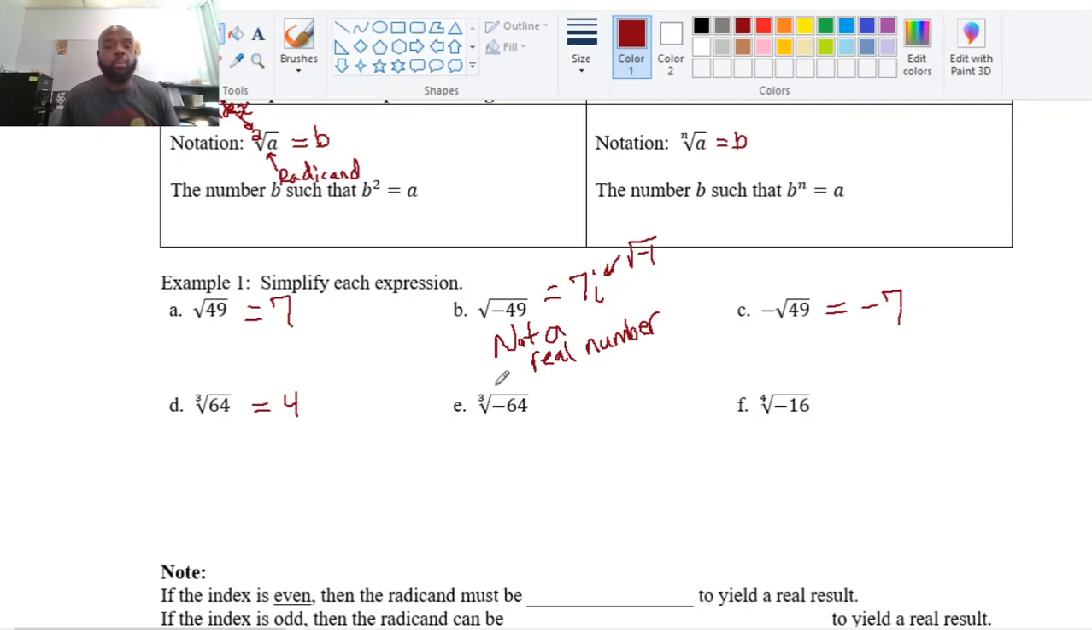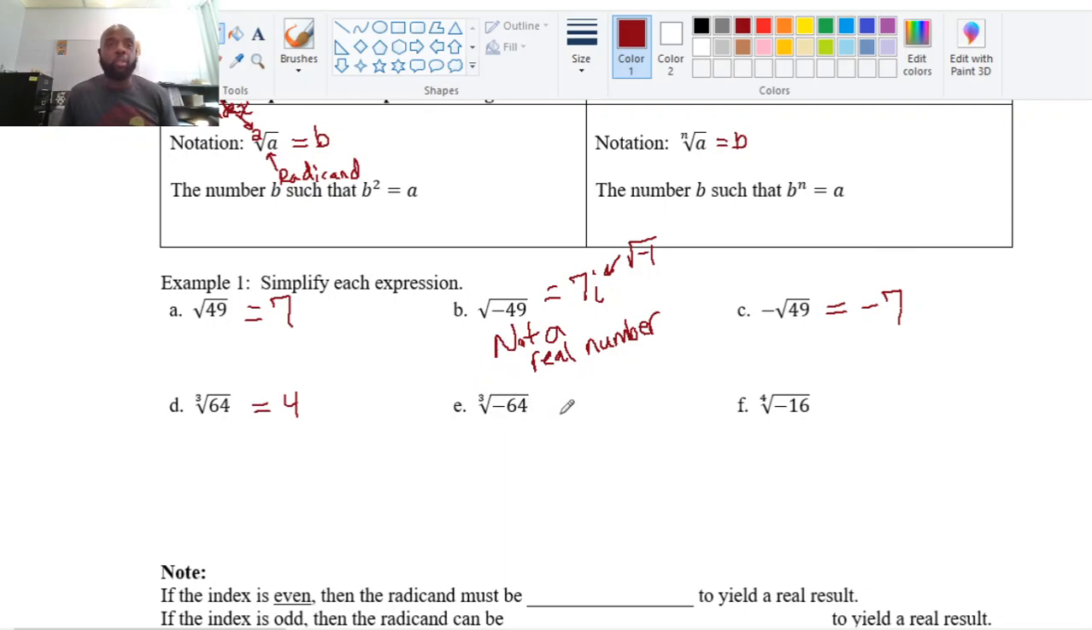Part E, I have the cube root of negative 64. Now when we were dealing with the square root, we saw that this was not a real result. It's not a real number. However, when our index is odd, like this 3 right here, notice if you multiply a negative 3 times, like negative 1 times negative 1 is 1, but if I multiply that by another negative 1, that's a negative 1. So I can multiply a number 3 times by itself and get a negative result. So this is actually going to be a real number.